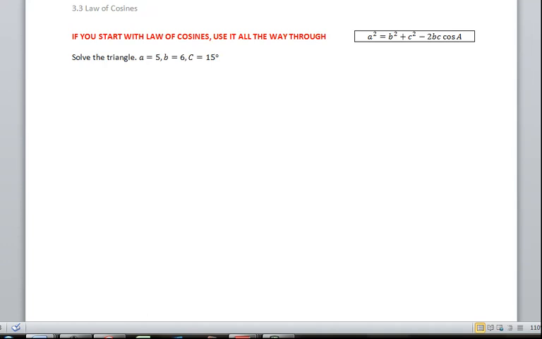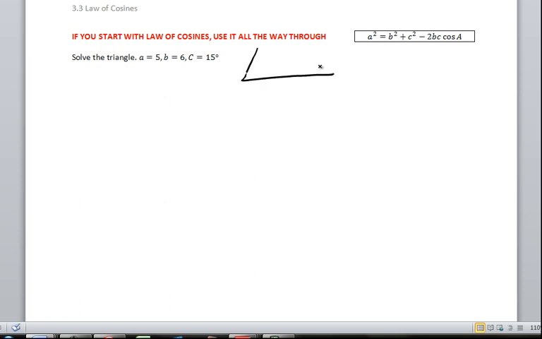Okay, so in this video, what I'm going to do is first show you the correct way to find an angle using the law of cosines, and then I'm going to show you what happens if you go wrong and use the law of sines. Okay, so here is the triangle with what I'm given.